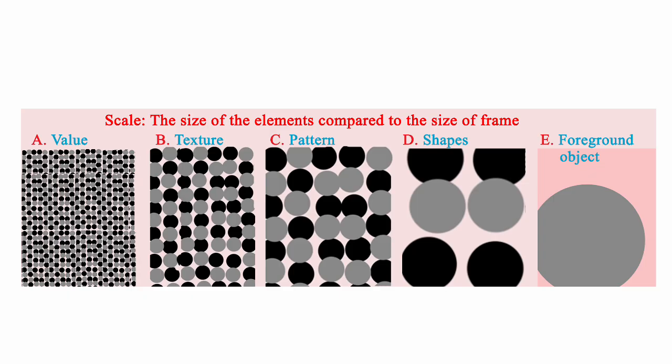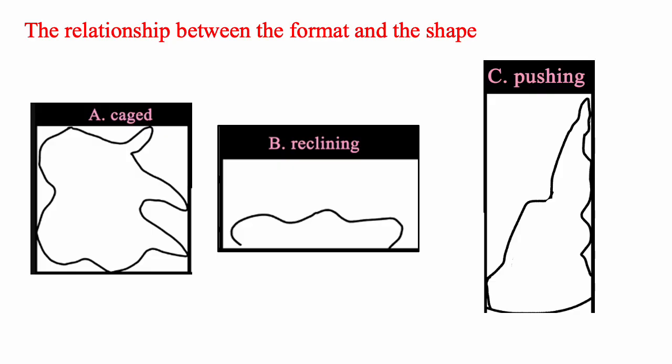The size of elements in a picture varies with the size of the frame. So if the elements are small and densely packed like dots in a photograph, the elements create values or degrees of darkness. As they get bigger, they become texture, patterns, shapes, and finally a foreground object. The relationship between the format and the shape can transmit a message as if caged, reclining, or pushing.